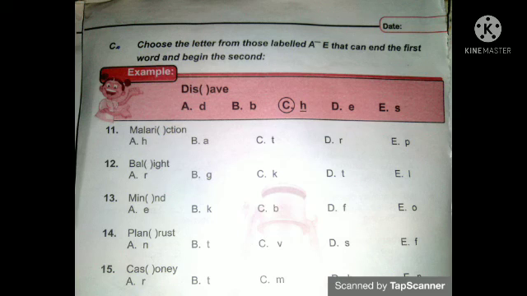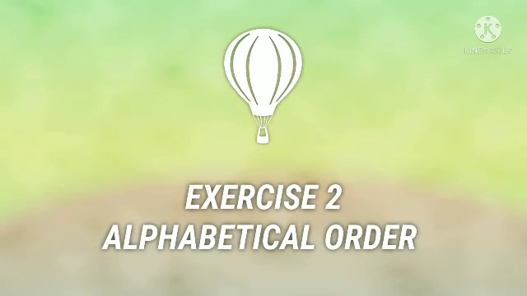Okay, let's move on to the third question. We have MIN brackets ND. So think, reason. What letter do you think we should pick? We have E, we have K, we have B, we have F, we have O. Which one do you think will make complete sense? Wow, that's an E. Then that gives us mine and end.